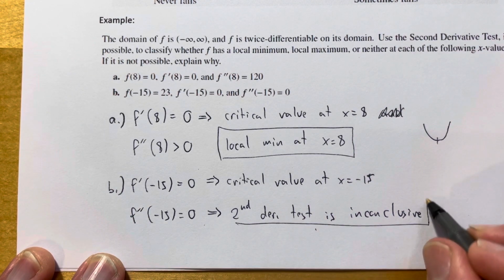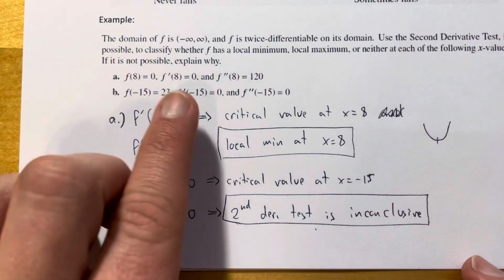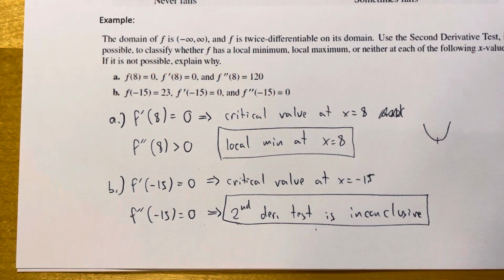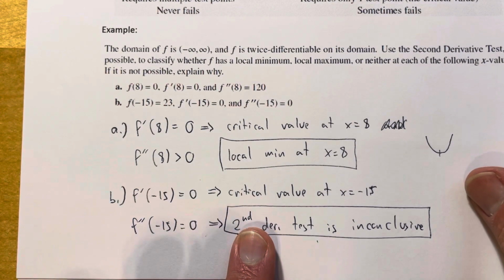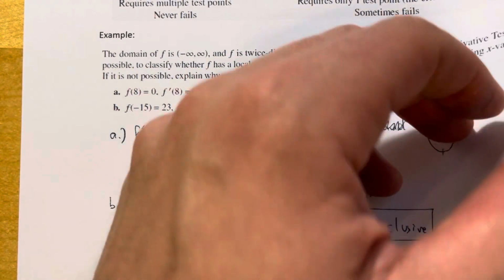So if I was trying to find local extrema, I would actually need more information about this function, and I would need to use the first derivative test instead because the second derivative test didn't get me anywhere.